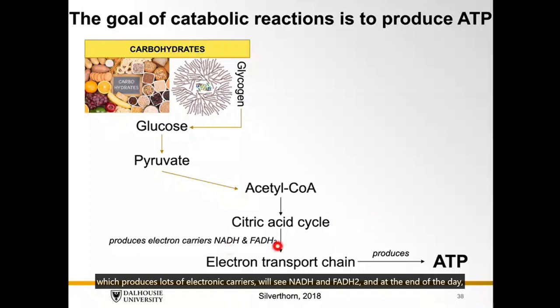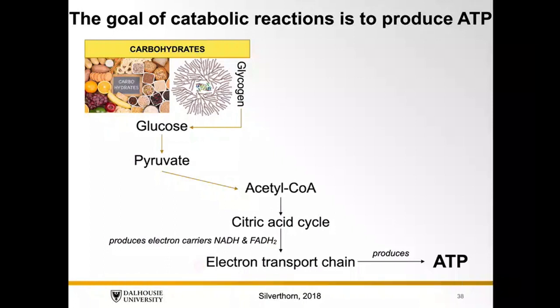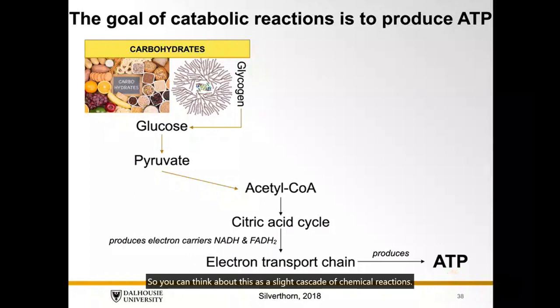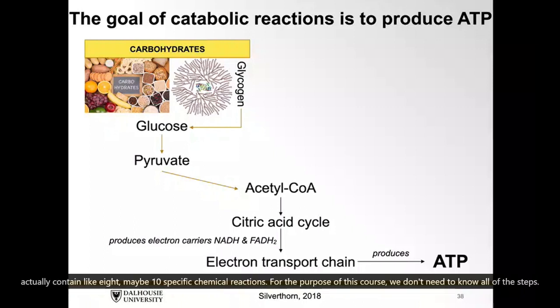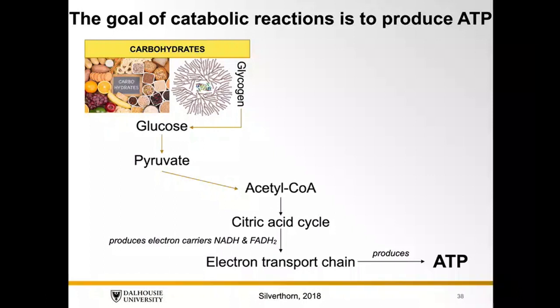We'll see NADH and FADH2. And at the end of the day, those electron carriers enter the electron transport chain, whose main goal is to produce ATP. So you can think about this as a cascade of chemical reactions. Now, each of those steps actually contains 8, maybe 10 specific chemical reactions. For the purpose of this course, we don't need to know all of the steps, but we need to know the names and the function of these overall reactions.